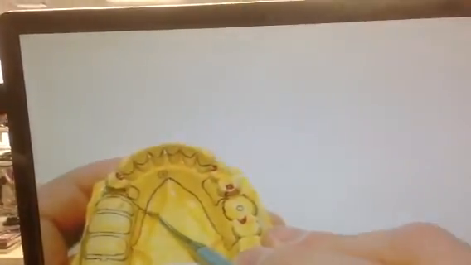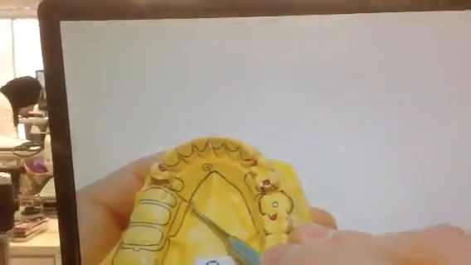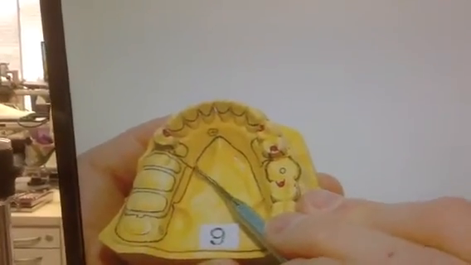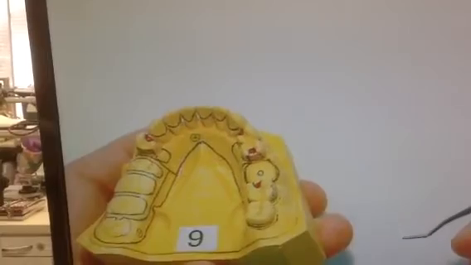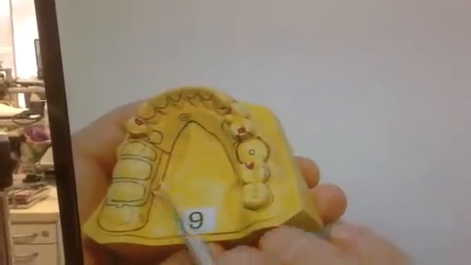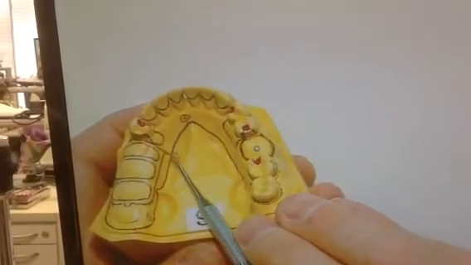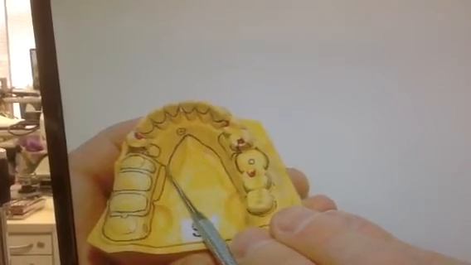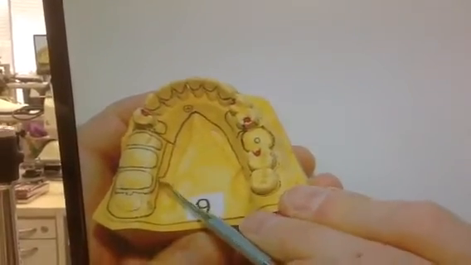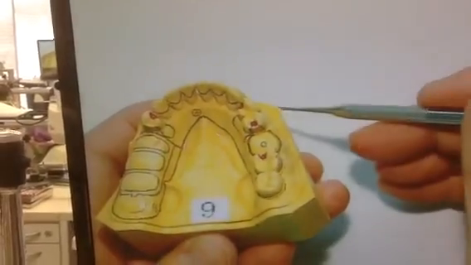Remember that acrylic meets metal right here at a 90-degree angle, right? So this joint right here is one of the only ones where you're at a 90-degree angle. Any place else that you have acrylic, it should be smooth.